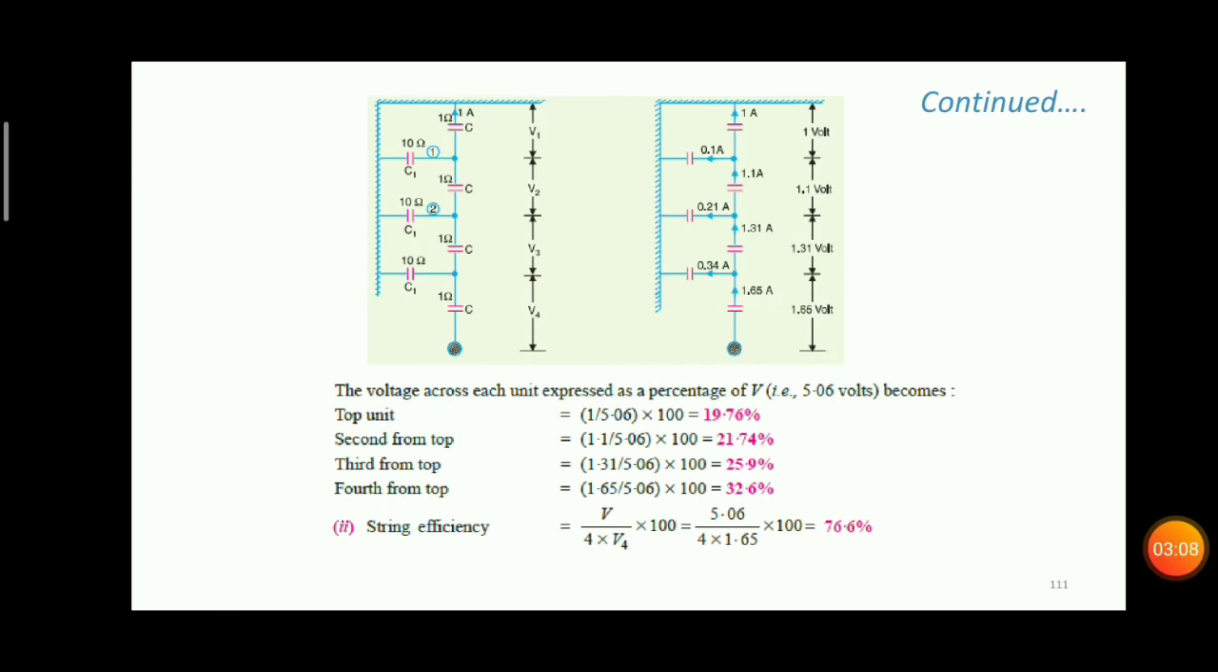So in this video we have seen different problems relating to string efficiency.